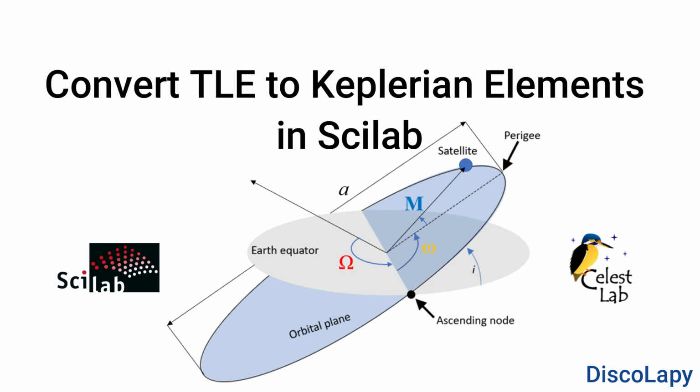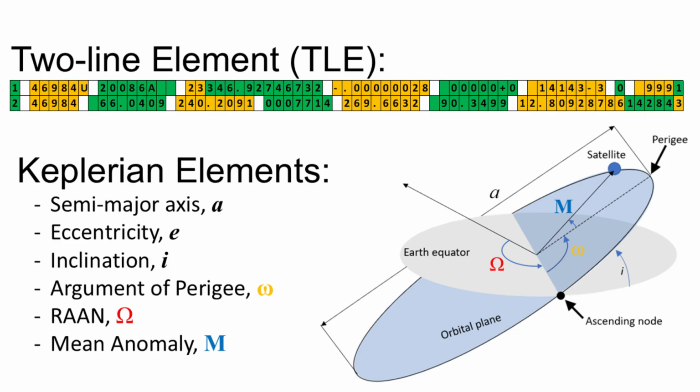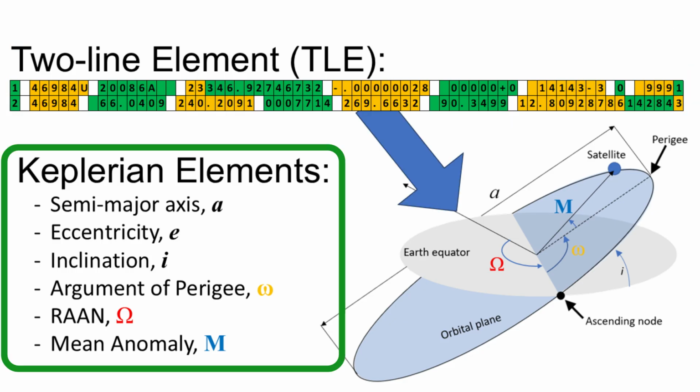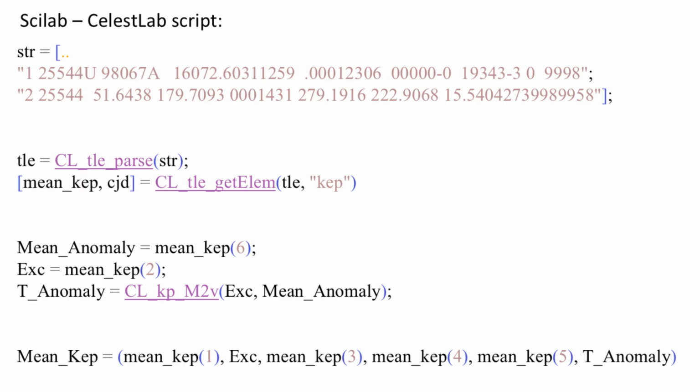Hello everyone, in this video, I'll show you how to convert a TLE element set into the 6 Keplerian elements. A TLE element usually looks like two long lines of formatted numbers, but what if you want to get the classic Keplerian orbital elements out of it? That's exactly what we'll do, and we'll do it in Scilab using the CelestLab functions.